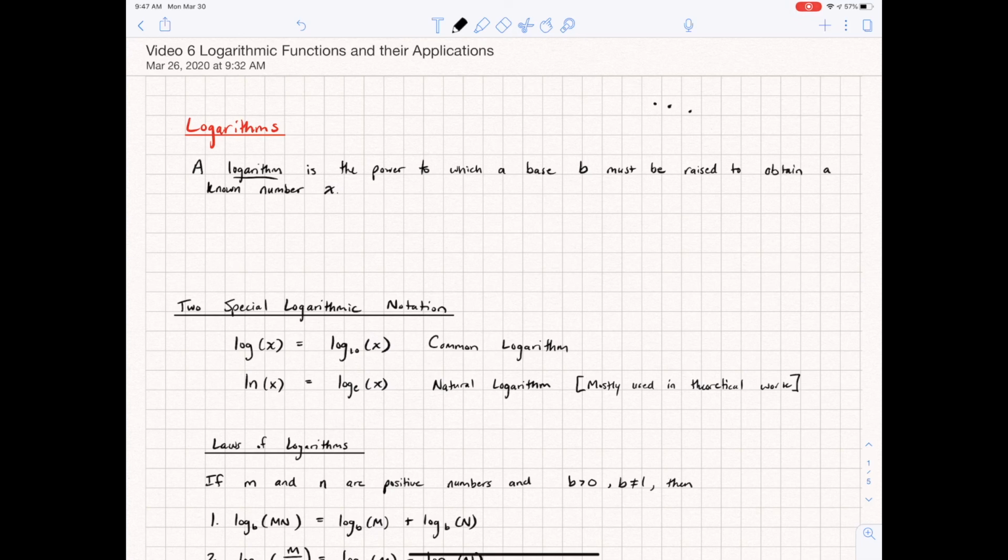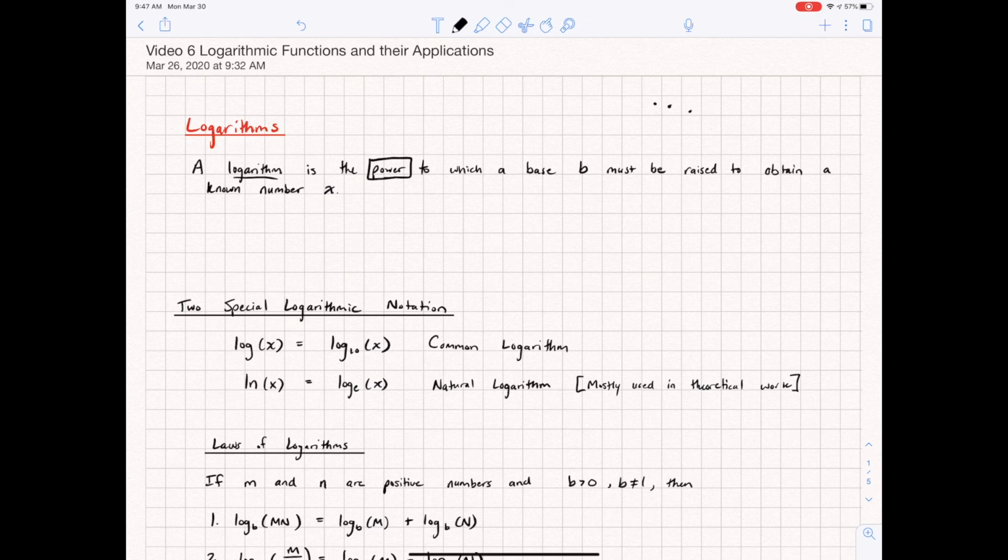So to start, let's look back at the main definition for a logarithm, which is: a logarithm is the power to which a base b must be raised to obtain a known number x. So when you're actually solving for a logarithm, the idea is that you're finding a power. That's what your solution and what our logarithm represents.